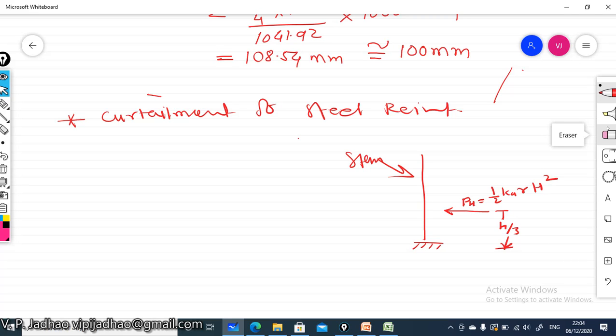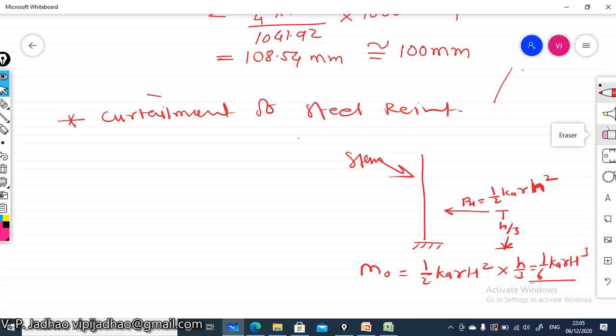Therefore, what is the overturning moment developed due to this particular force of pH? This will be equal to pH multiplied by h by 3. Let us consider this is small h. Then overturning moment is equal to half Ka gamma h square multiplied by h by 3. So this will become 1 by 6 Ka gamma h cube.